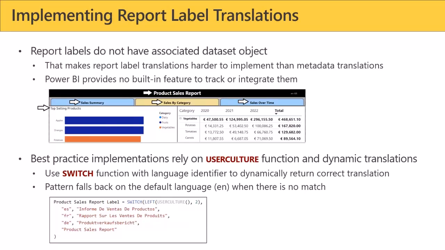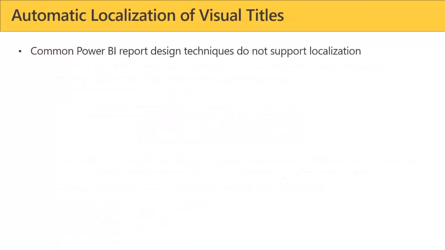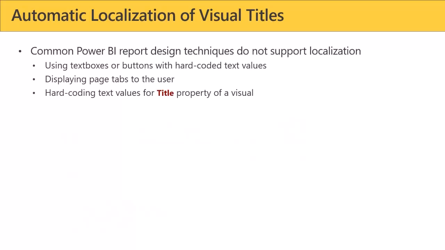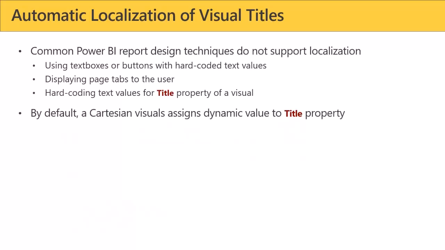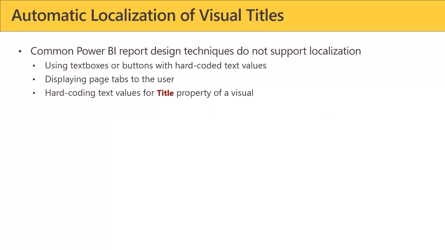But what we'll see is we're going to keep falling back on the user culture function and writing DAX statements that dynamically hand back the right text value given the user's language. Okay, now before we get into report title translations, what are things that you don't want to do because they can't be localized? Adding a text box or a button and hard coding text values in the report designer can't be localized. Page tabs also don't support localization.